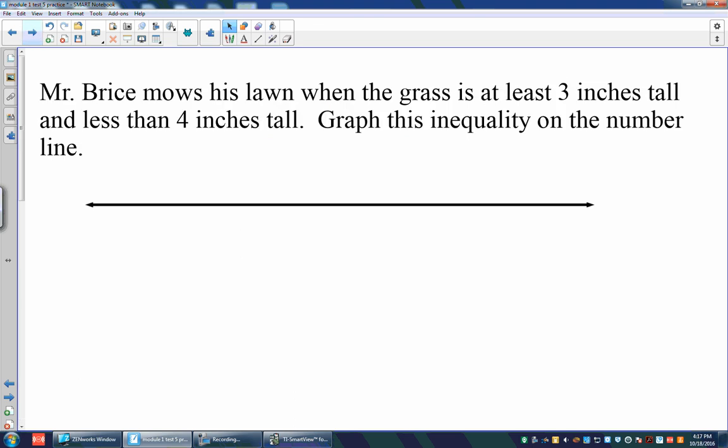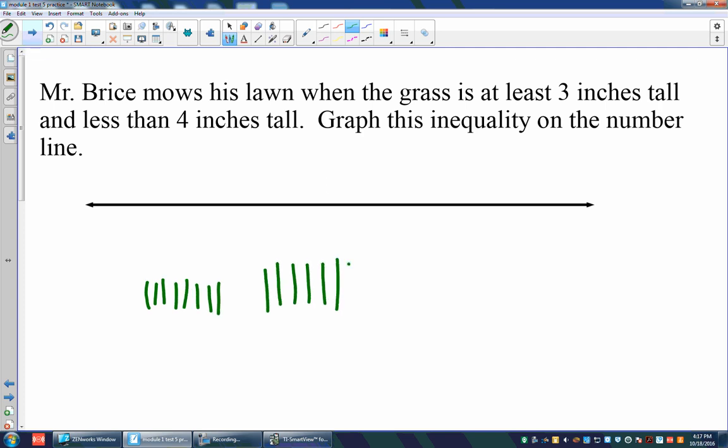Mr. Bryce mows his lawn when the grass is at least 3 inches tall and less than 4 inches tall. Graph this. Let me see. Grass. 3-inch tall grass. 4-inch tall grass. So we're going to have a 3 and a 4. Mr. Bryce mows his lawn when the grass is at least.